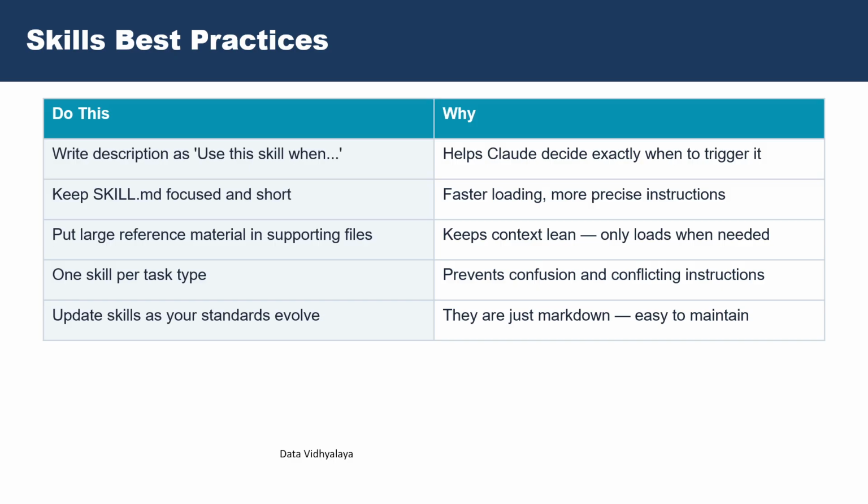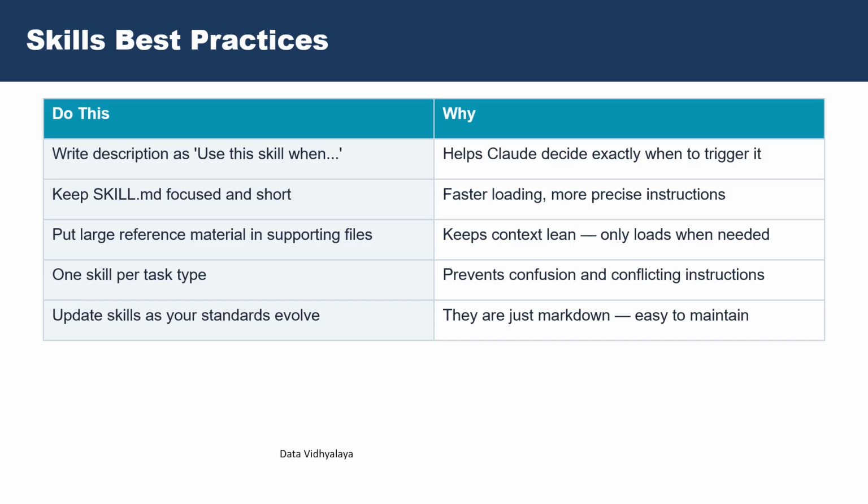Okay, and keep skill.md focused. Trim it if it is diverting into other outputs you are not expecting, and keep it focused. Put large reference material in supporting files to keep the context clean, and load them only when needed. You can merge multiple skills, but keep one skill for one task. Don't mix up the tasks.